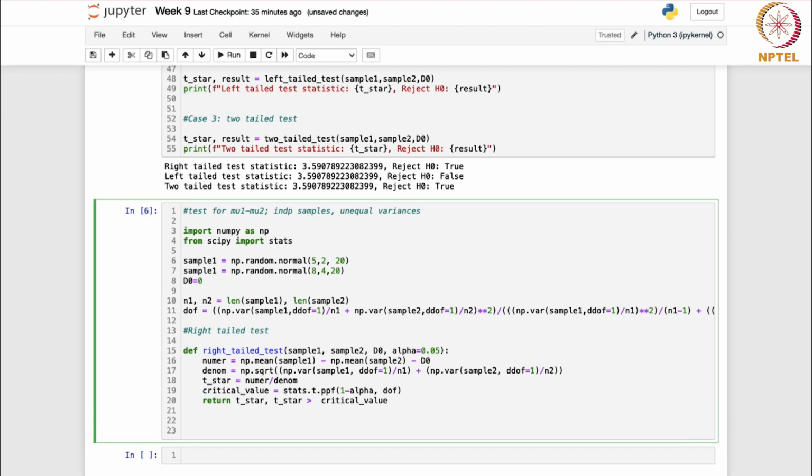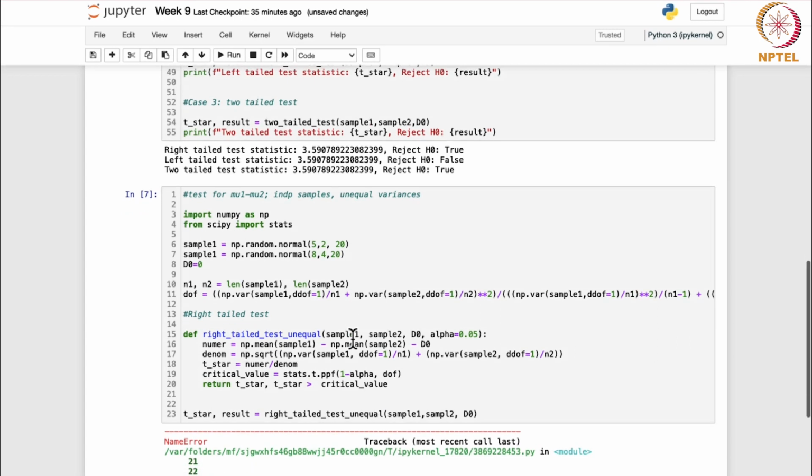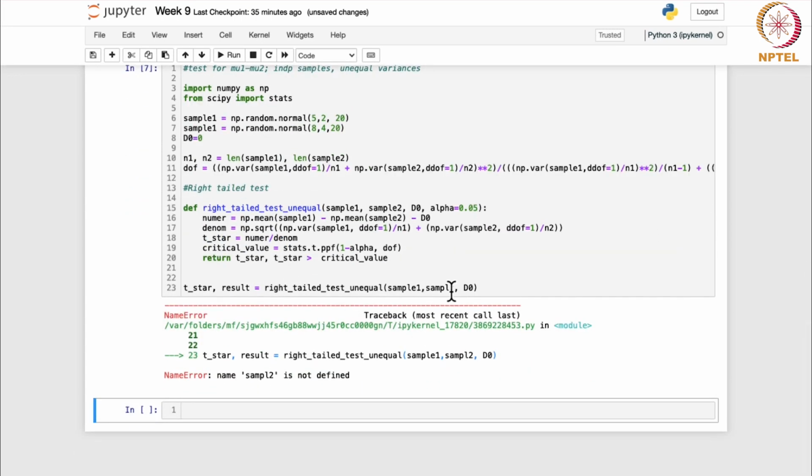So for this, let us finally get T star, and we want the result equal to the right tail test here. So maybe I could mention unequal so that you can differentiate. So unequal, this is the function that we are calling, and it has to work with sample 1, sample 2 and your D0.